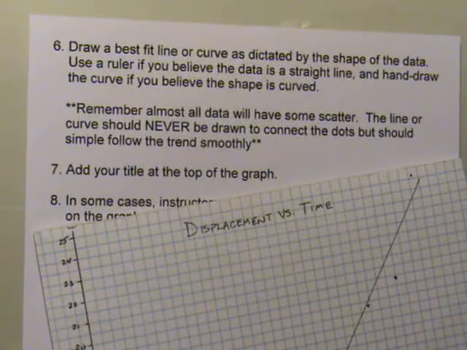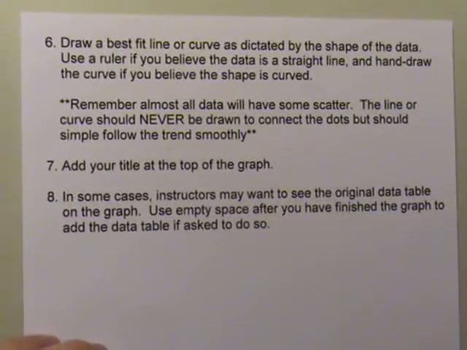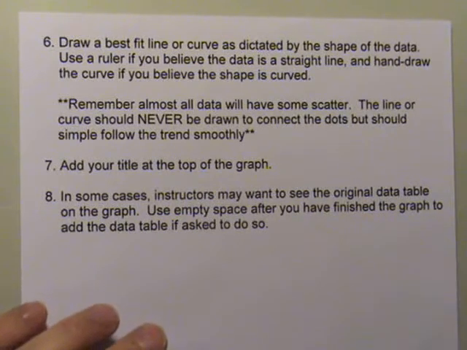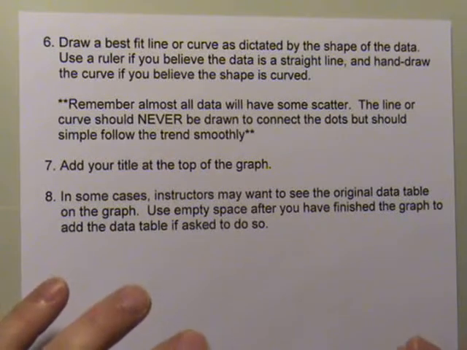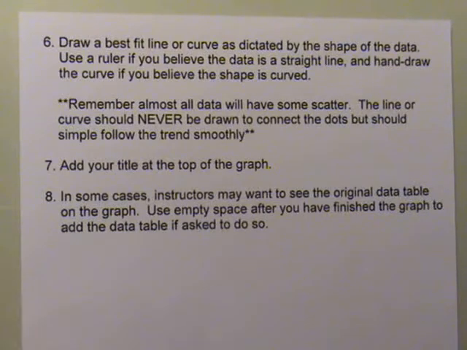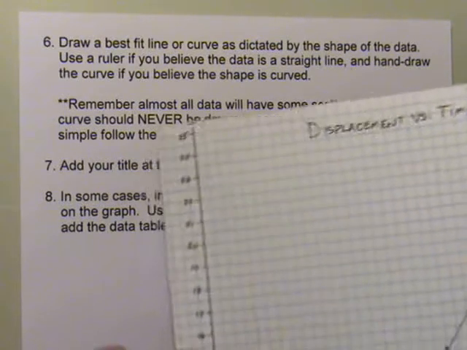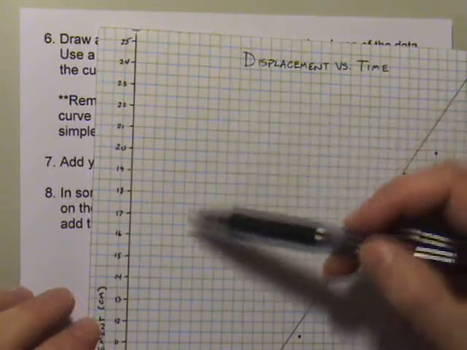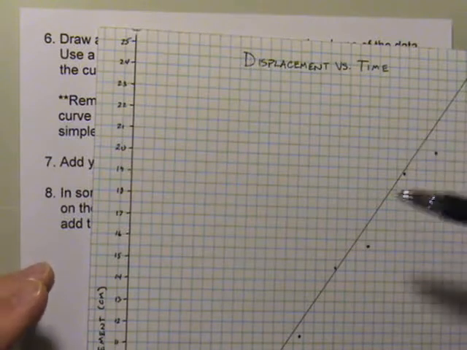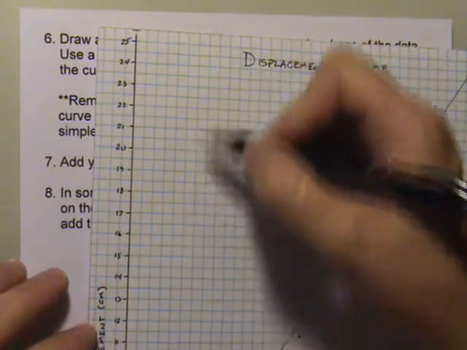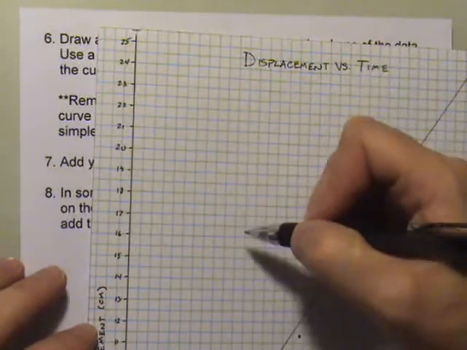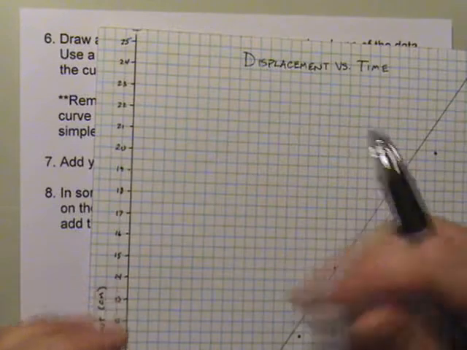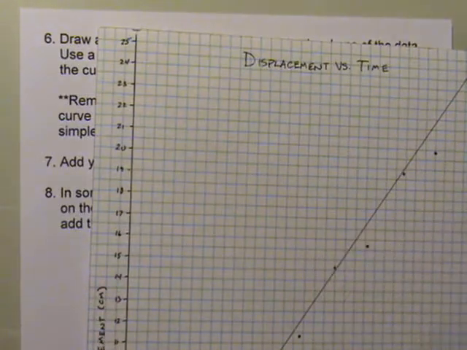Now, it depends on the teacher, but some teachers might actually want you to put the data table on the actual graph. It's kind of a nice way to have everything all in one place. Instead of the data table in one place and the graph in another place, you could copy the data table onto the graph. Now, how would that work? Well, all of this empty space here is not being used at all. So what you might do is draw a neatly organized data table and then transfer the original data table onto here so that you have the graph and the data table all in one place. And I'll go ahead and do that right now to show you how it looks.